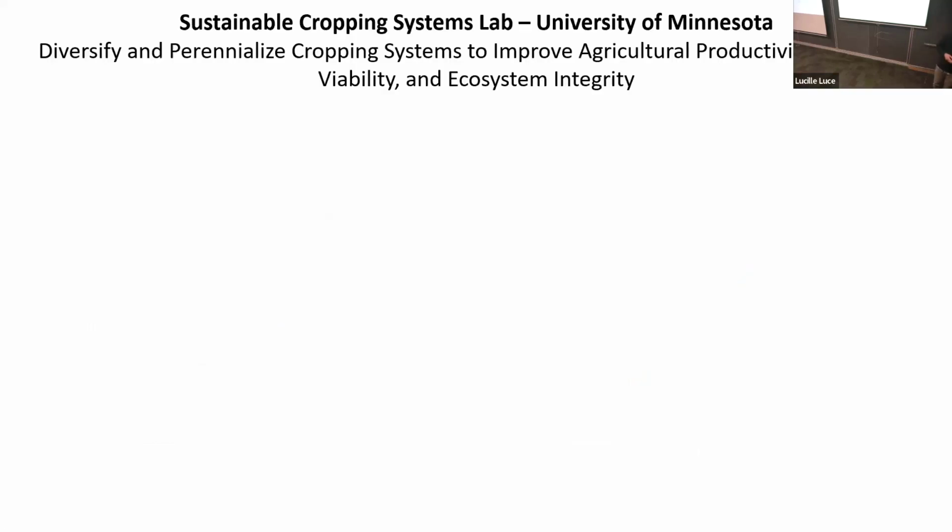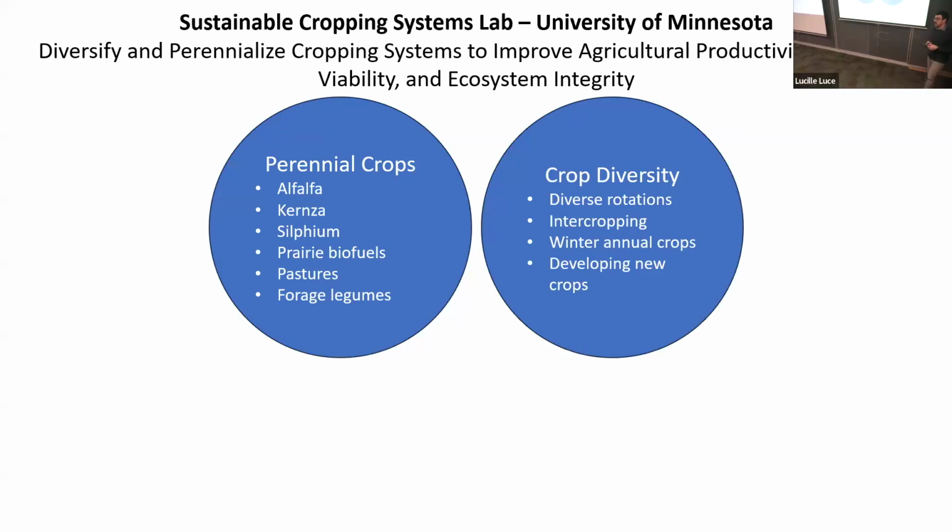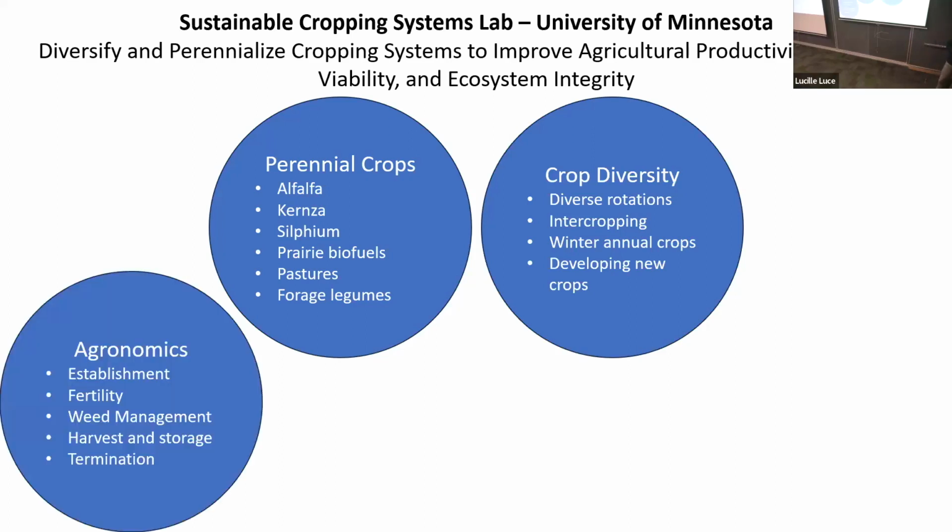So as Matt said, I have the great pleasure of working in the Sustainable Cropping Systems Lab, and this is our goal. It's to diversify and perennialize cropping systems to improve productivity, economic viability, and then ecological integrity. We do that largely by focusing on perennial crops. There's a list of some of those that we work on here, as well as trying to enhance crop diversity. And that diversity can be enhanced through time in terms of diversifying crop rotations, or in space via intercropping, which I'm going to talk about today.